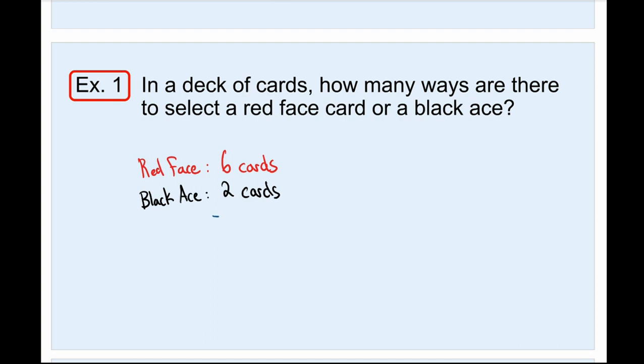So in total, how many red face cards or black aces? How many ways to select it? Well, there are 8 total ways, or there are 8 total cards that I could pick that would suit this scenario.